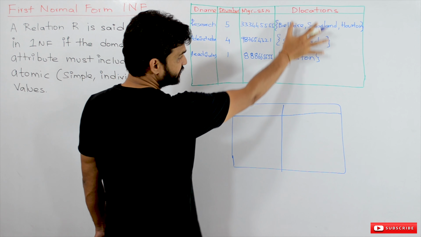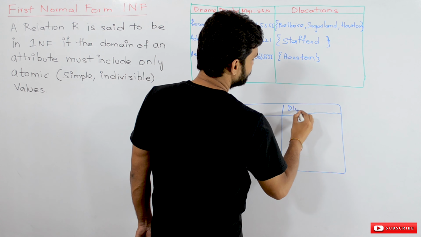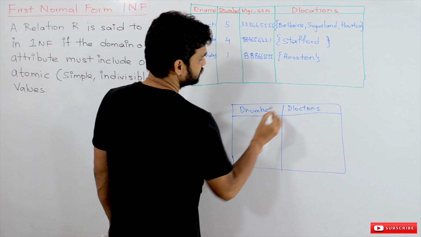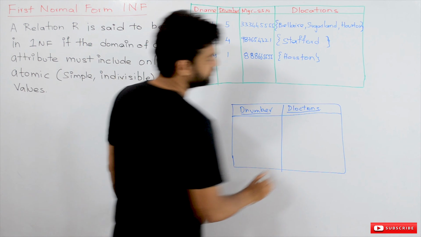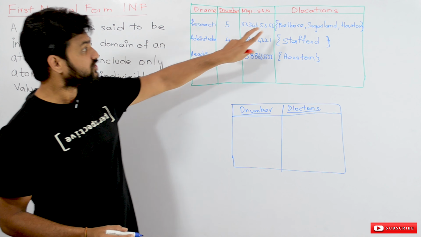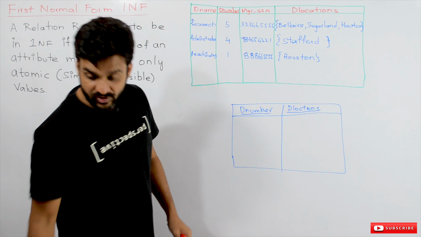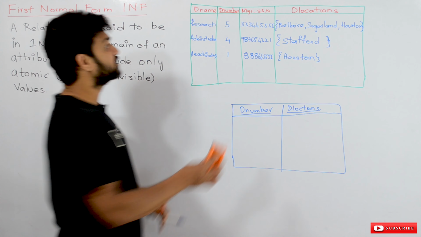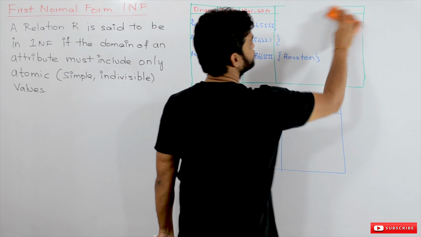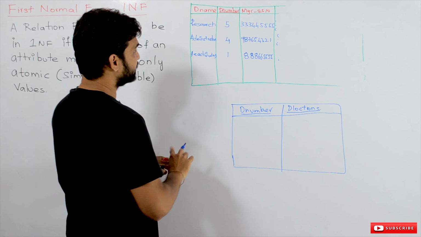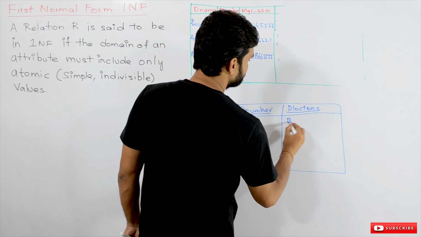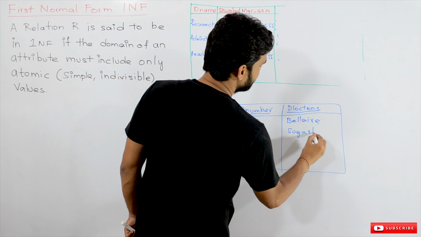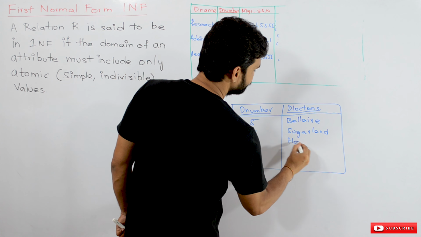We are going to take out this attribute into a separate table, and this has to be added with D number. The combination of both these two is going to be the primary key for this table. So we are going to separate the D locations into a separate table. After going through the first normal form, we don't have this attribute in this table. So this will get divided as department number 5, Bellary; department number 5, Sugarland; and department number 5, Houston.